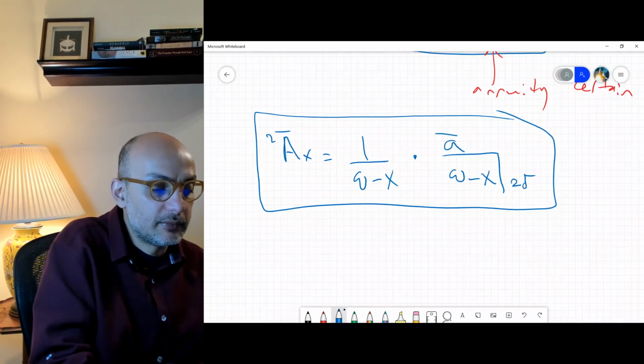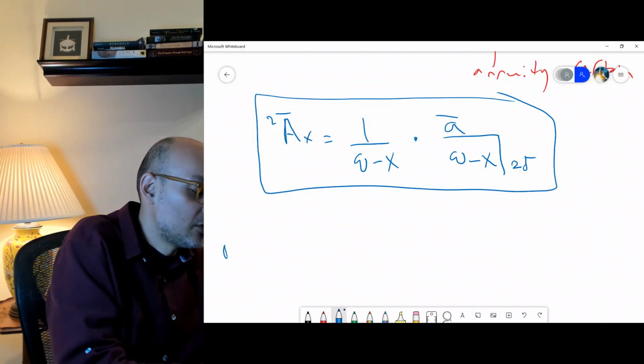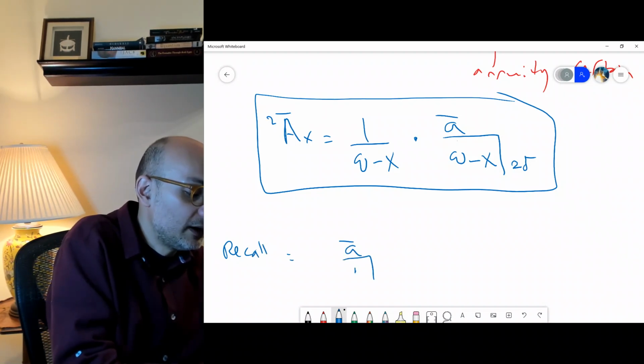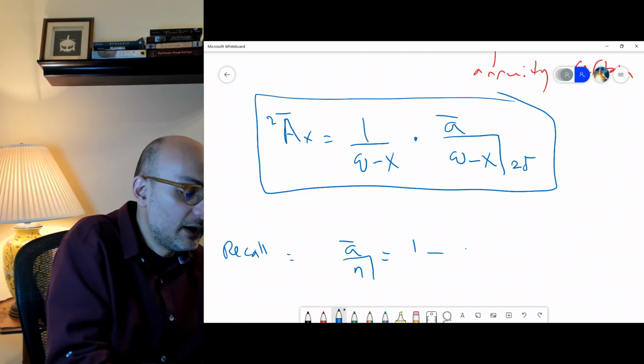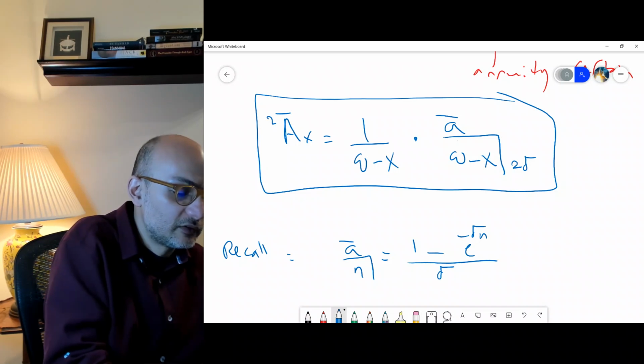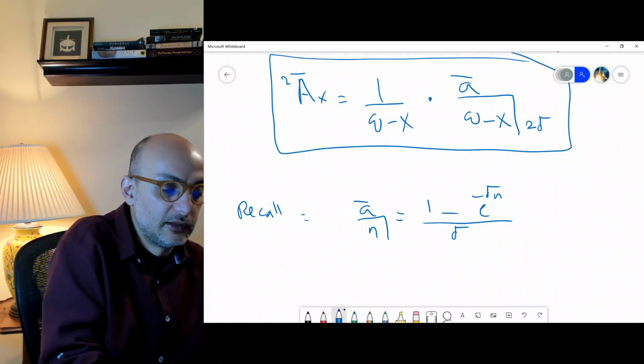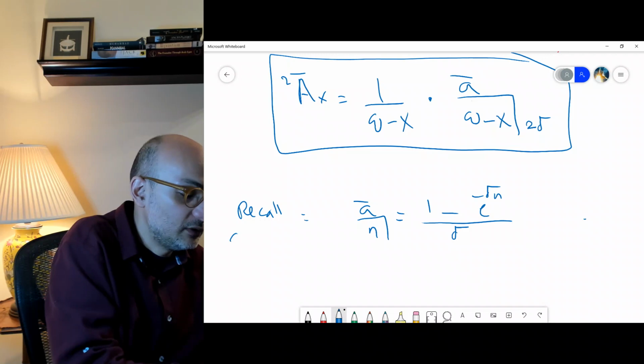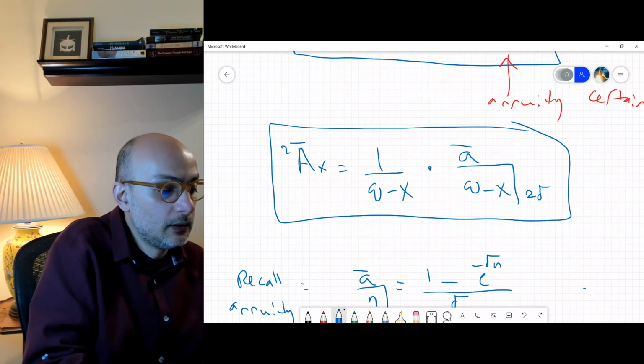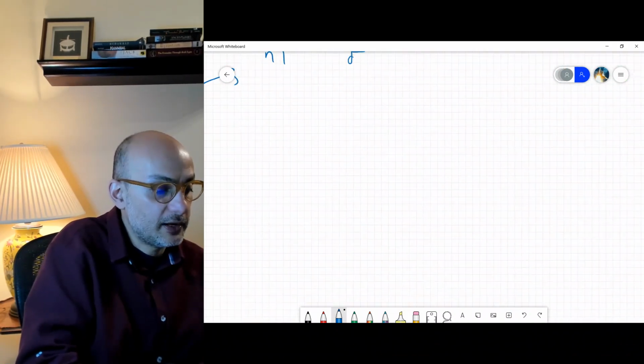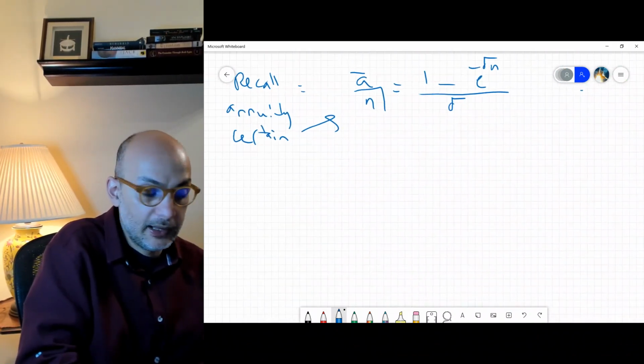Let's take one example, but just recall in case you forgot. Annuity certain of n is equal to 1 minus e to the minus delta n, divided by delta, right? This is just a recall, there is nothing actuarial here, it's annuity certain. These two formulas are very important. Let's take one example of how we can use them.